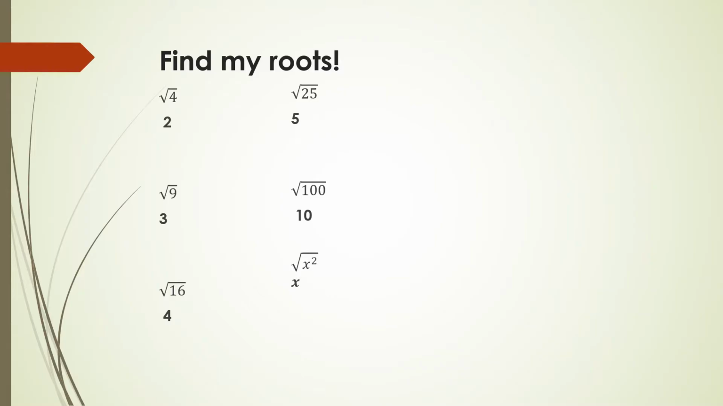Now, if you're going to observe the given, lahat ng given natin dito, which is 4, 9, 16, 25, 100, and x squared, lahat sila perfect square. Okay? So, what if ang given natin is not a perfect square? Let's say you have square root of 20. So, you need to get the factors of 20 na merong perfect square. So, that is 4 and 5.